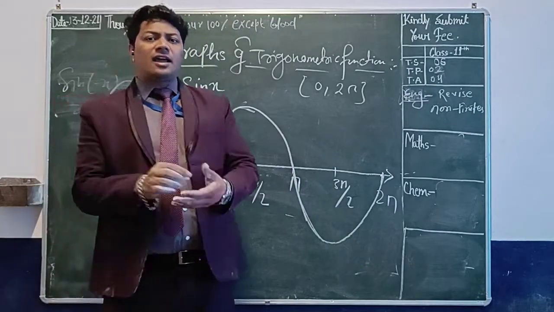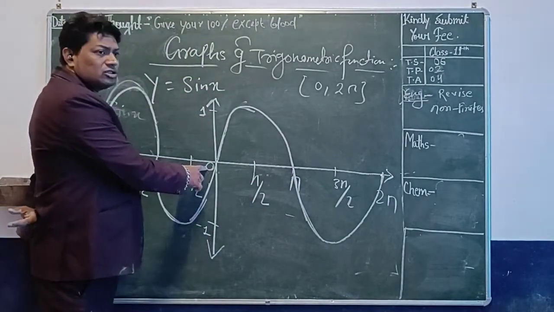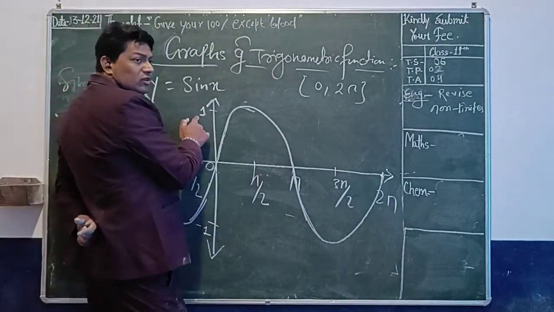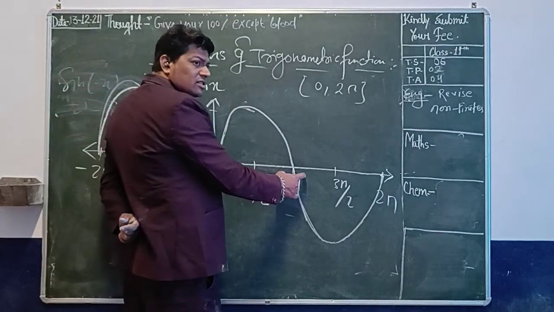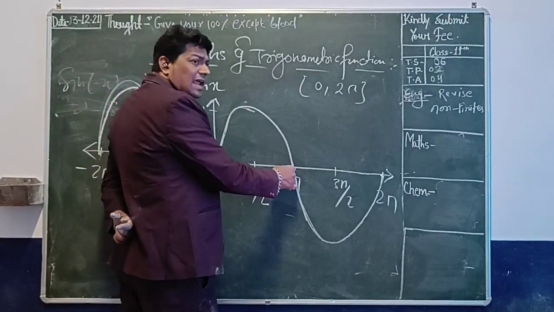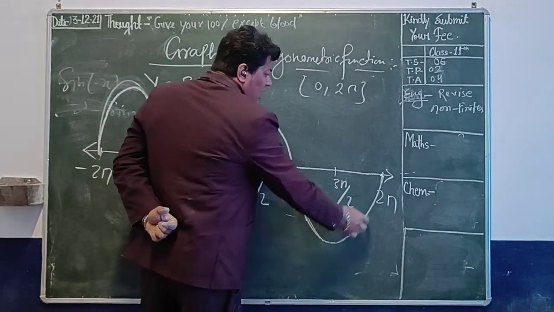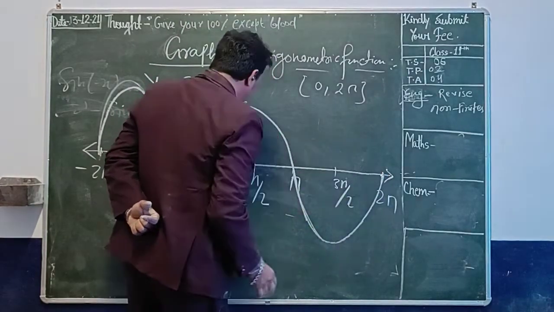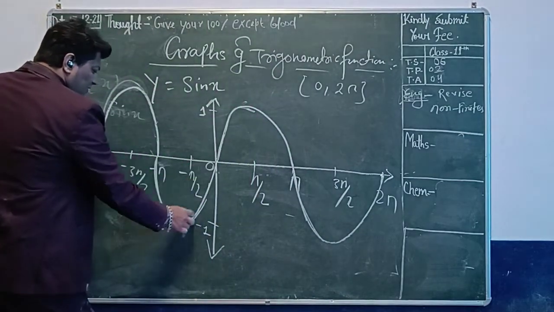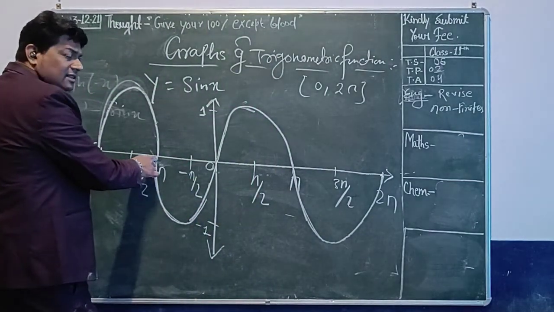Is it clear? Again I am going to explain. Sine 0, 0 is coming. Sine pi by 2, 1 is coming. Sine pi, 0 is coming. 0 will lie on the axis. Is it clear? Sine 3 pi by 2, minus 1 is coming. Again sine 2 pi, 0 is coming. Here you are getting, starting from 0, minus pi lying at the axis.